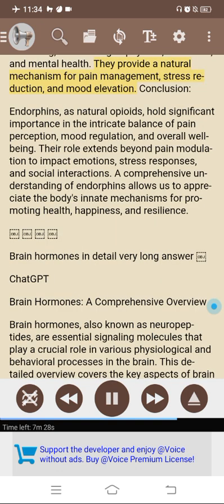They provide a natural mechanism for pain management, stress reduction, and mood elevation. Conclusion. Endorphins, as natural opioids, hold significant importance in the intricate balance of pain perception, mood regulation, and overall well-being. Their role extends beyond pain modulation to impact emotions, stress responses, and social interactions. A comprehensive understanding of endorphins allows us to appreciate the body's innate mechanisms for promoting health, happiness, and resilience.